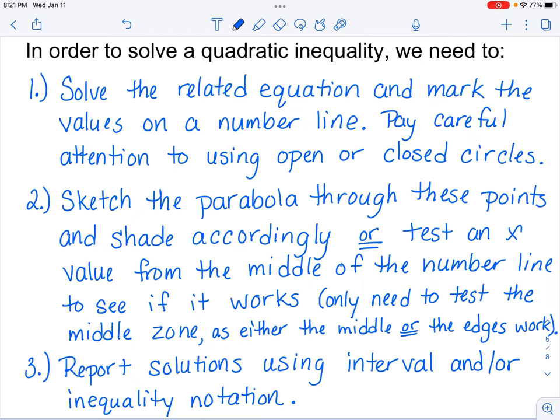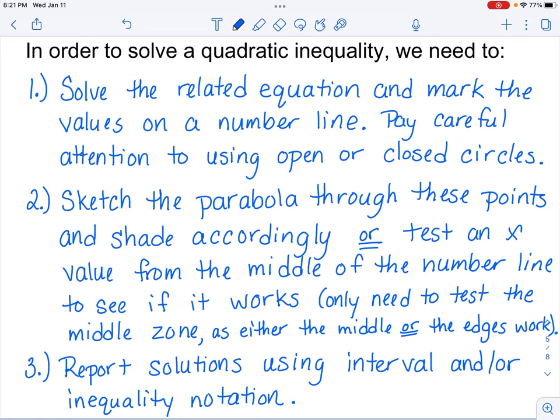Okay, so you'll get usually 2 answers, occasionally 1. Mark them on a number line. Pay very careful attention to if you should be using open circles or closed circles based off of whether or not there's an equal to in the inequality symbol in the original problem. Now, there's 2 different ways that we can proceed from there.